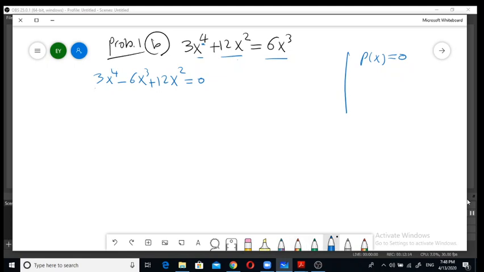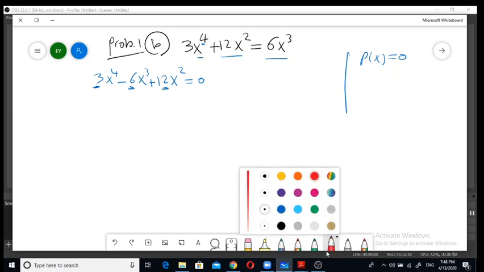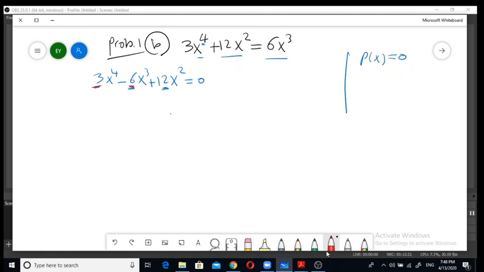And here we have a common coefficient. We have a common factor between the numbers, so we can divide each side by 3. Then this equation will give us 3x power 4 divided by 3, which is x power 4, minus 2x cubed plus 4x squared equal to 0.